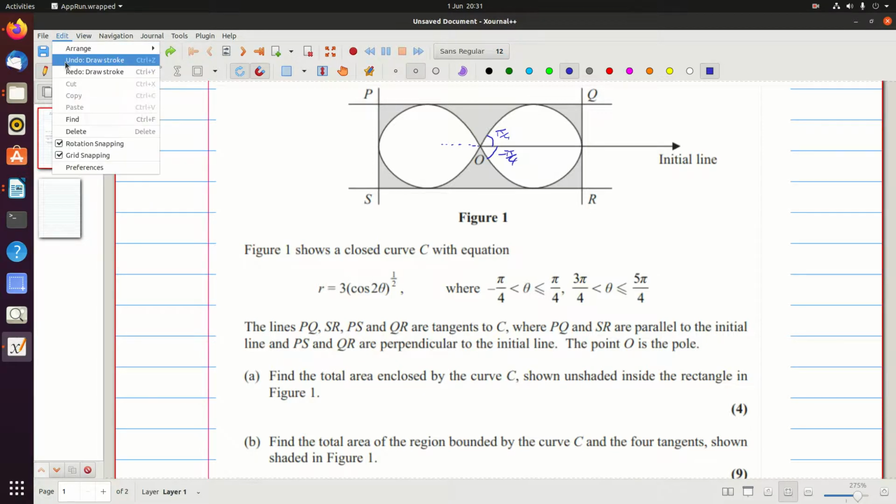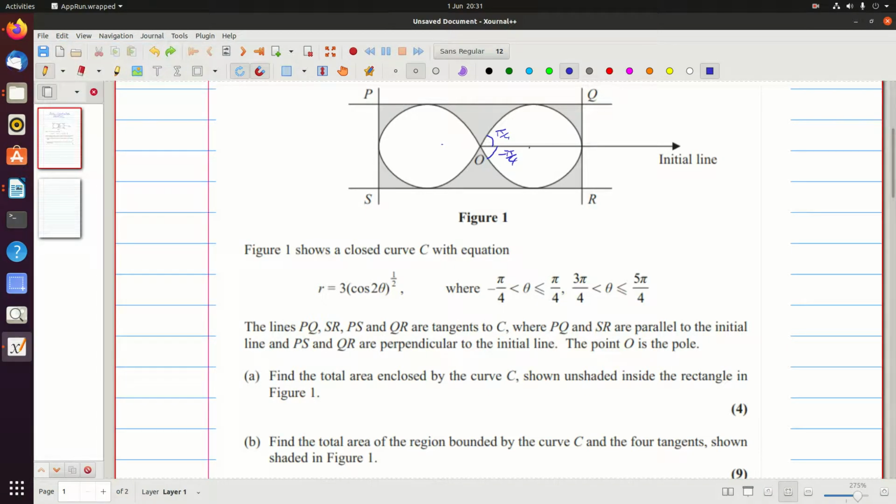So here's the question. I'm going to go through the whole lot of it as well. I think Thea only asked for help with the second part, but nonetheless, it's good to start right from the start and just get a hang of it. The first question says, find the total area enclosed by the curve C shown unshaded inside the rectangle. So we're going to work out the area of these bubbles.